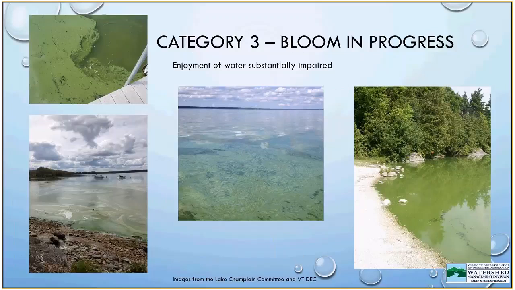Category 3 is when a full-blown bloom is in progress. There's a lot of discolored water. The cyanobacteria layer is thick. It covers a large area as well. You can see these various images show lots of different colors and different manifestations of cyanobacteria. The color is influenced by the species of cyanobacteria that's present. It's also influenced by how much sun they've been exposed to.